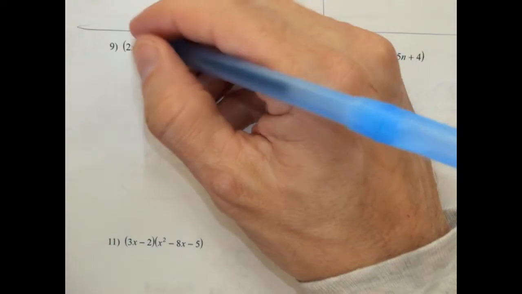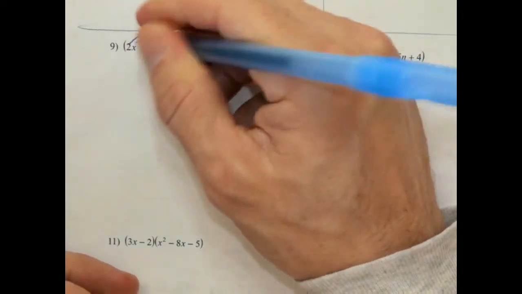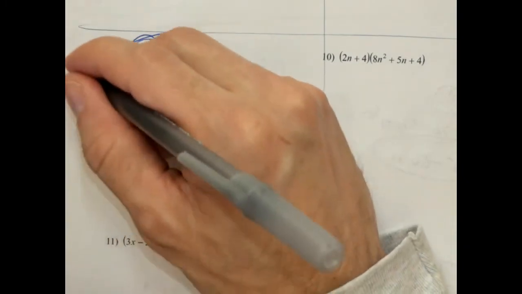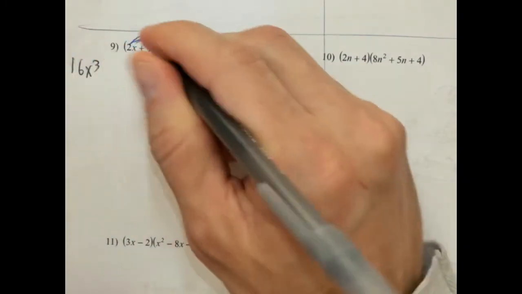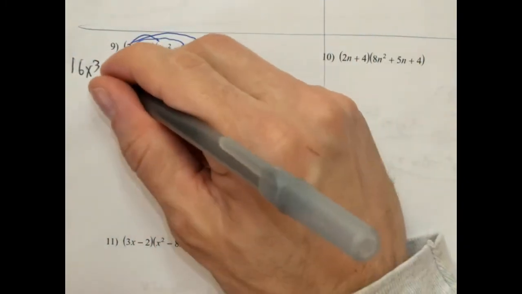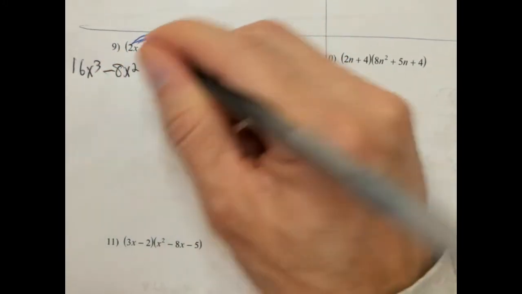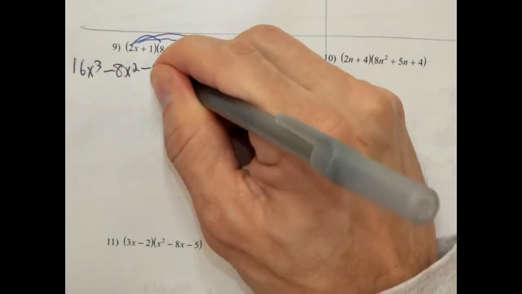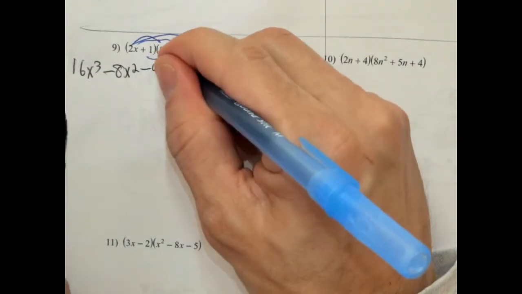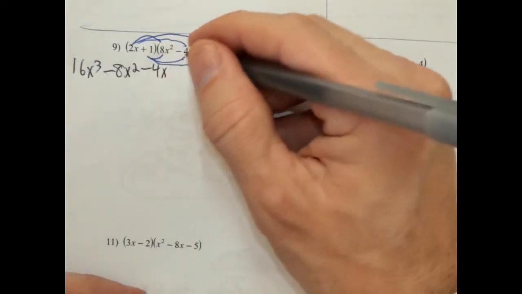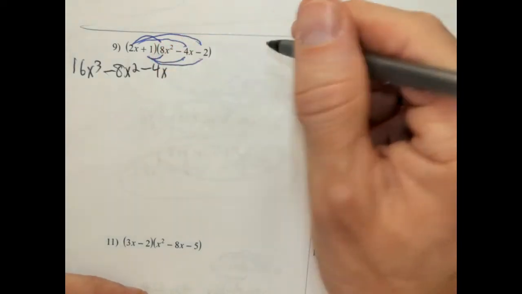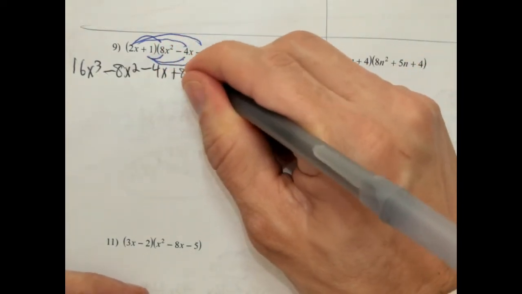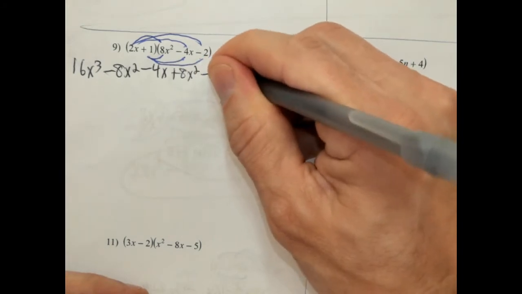Okay, we're going to distribute the 2x. 2x times 8x squared would be 16x cubed. 2x times negative 4x would be negative 8x squared. 2x times negative 2 is negative 4x. Distribute these. So we're just going to basically rewrite them because we're multiplying by positive 1, right? So plus 8x squared minus 4x minus 2.